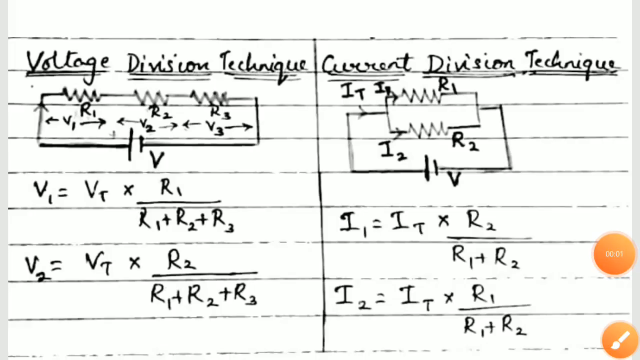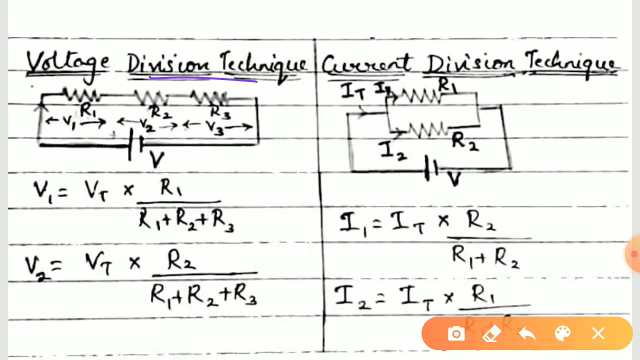In the voltage division rule, the voltage drops across several resistors in a series circuit add up to the supply voltage, which is called Kirchhoff's voltage law. The voltage divided between resistors in a series circuit is directly proportional to their resistances. Let us study the formulas used for the voltage division technique and the current division technique.